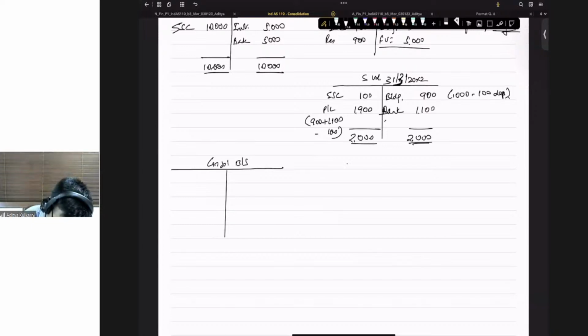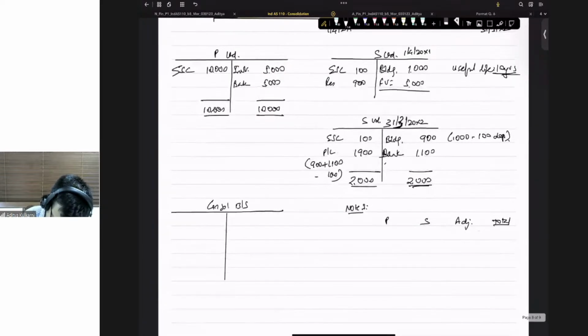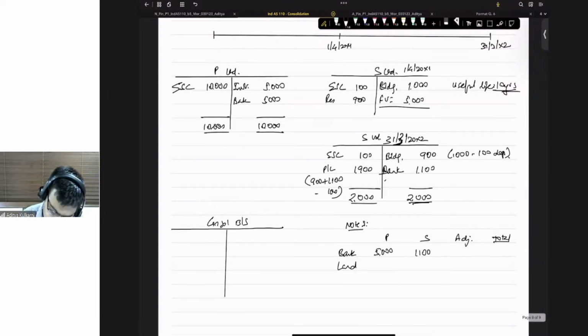The next one is note number 1, that is assets and liabilities. So PS adjustment total. So here I will be having bank balance and here I will be having land. So P's bank is 5,000. S's bank is 1,000. The land of S on the date of acquisition as well as the date of consolidation also is appearing at 900. Sorry, this is appearing at 900.